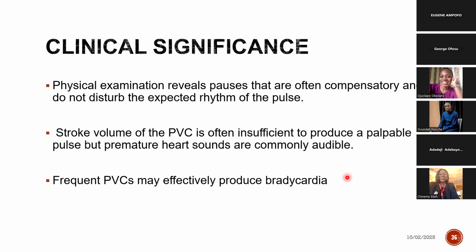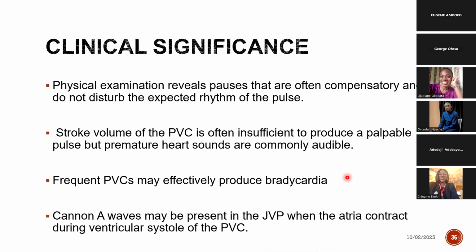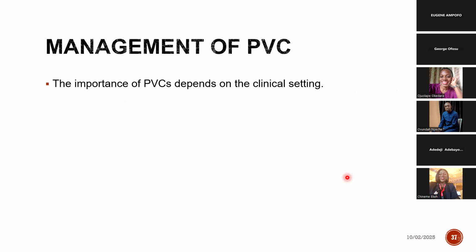Frequent PVCs may effectively produce bradycardia. And this is because, as I said earlier, the PVCs cannot be palpated. So when they are frequent, only a few beats can be palpated. Again, you may have a cannon A wave present in the JVP when the atria contract during ventricular systole of a PVC.